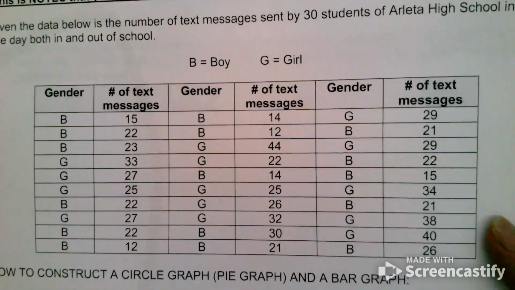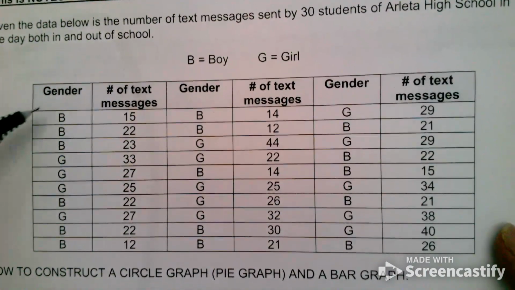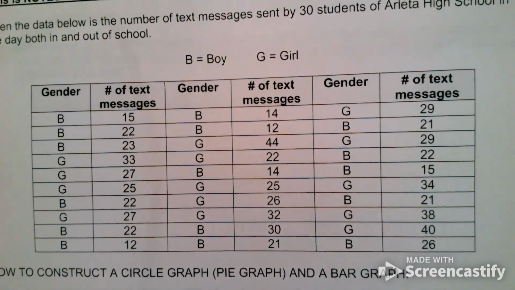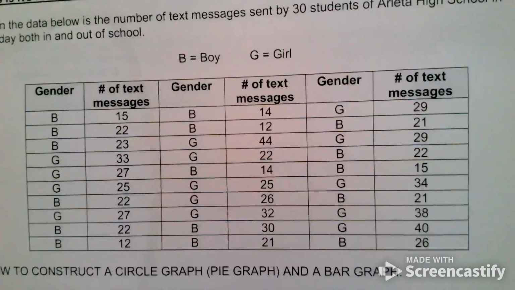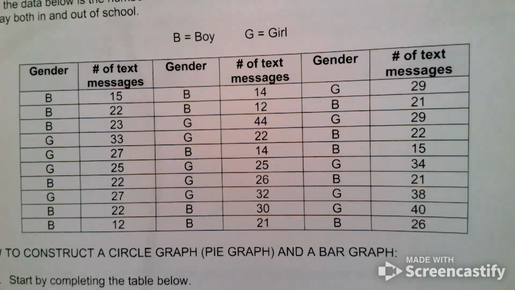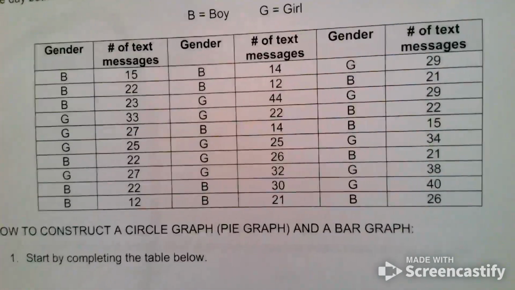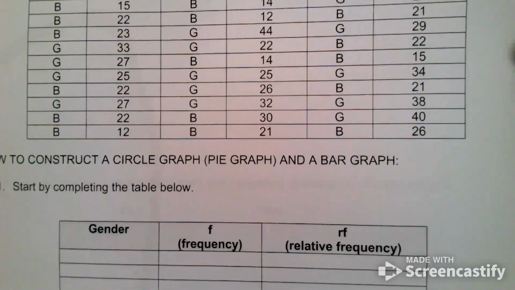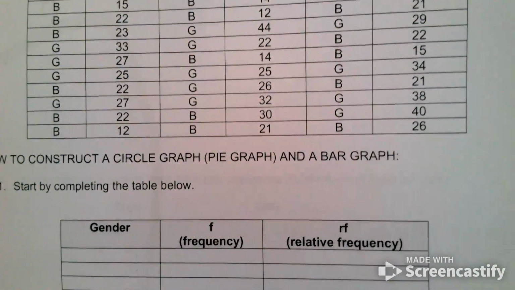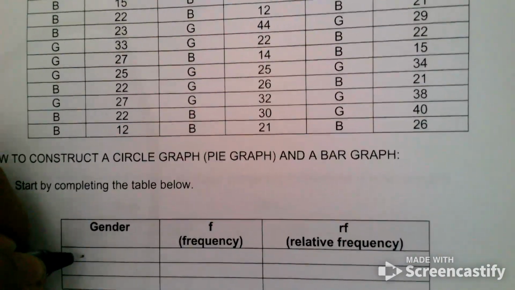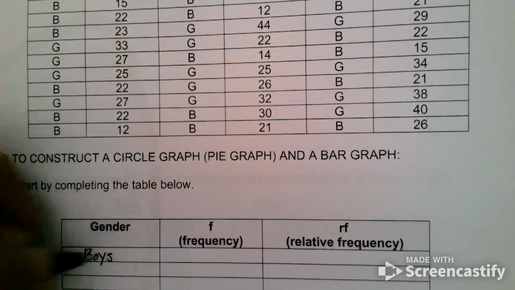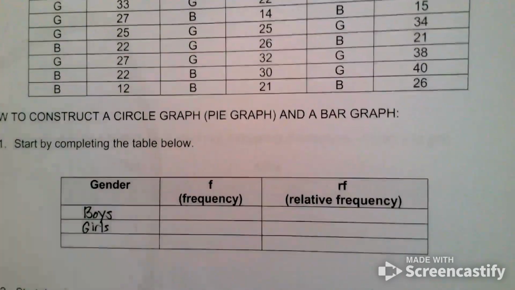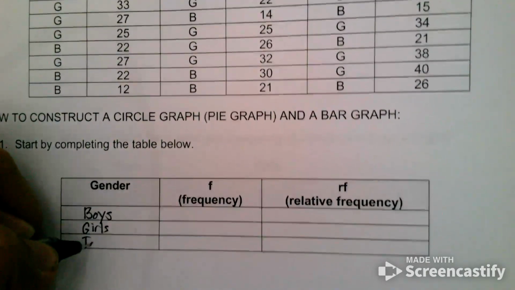Notice you now have two columns here. The first column is the gender, and the next is the number of text messages sent in a day. Today we're going to learn how to construct a circle graph and a bar graph. We're going to start by completing the table below. We're going to determine how many there are in each gender, which means we determine how many boys there are, write this down, and how many girls there are. And of course, you get your total.